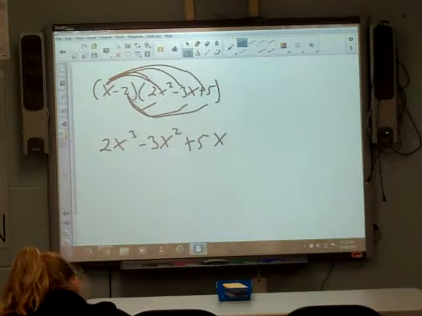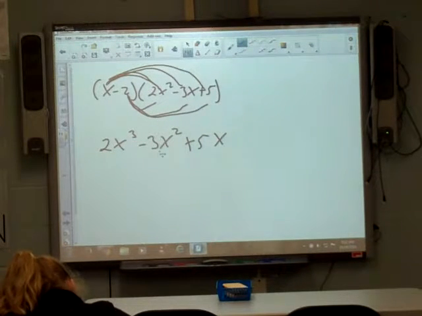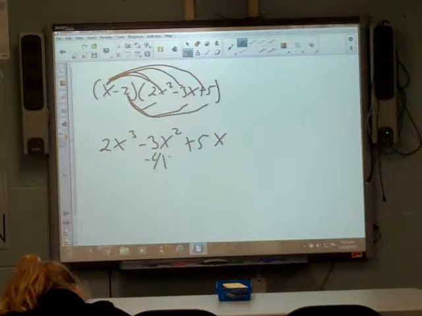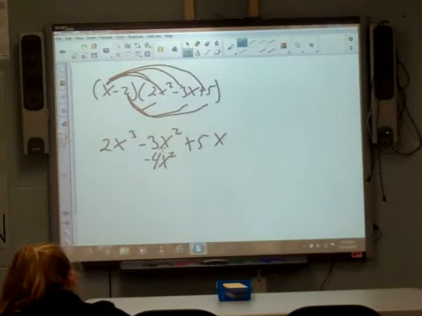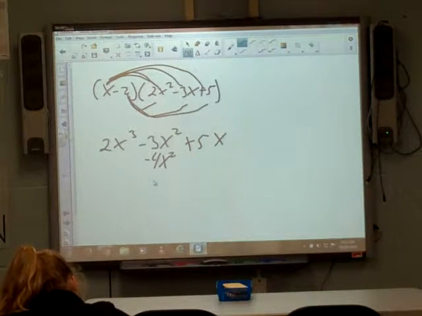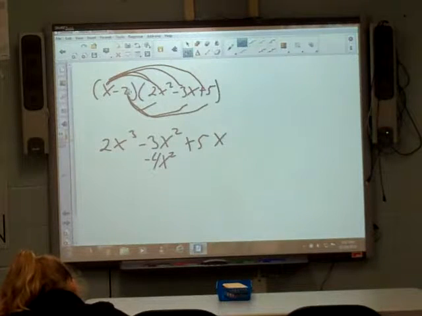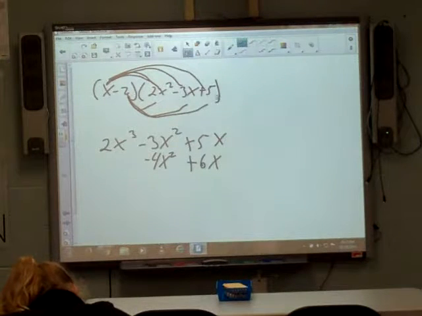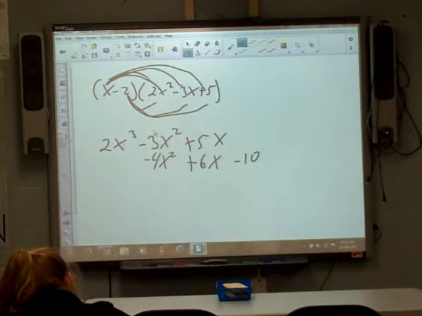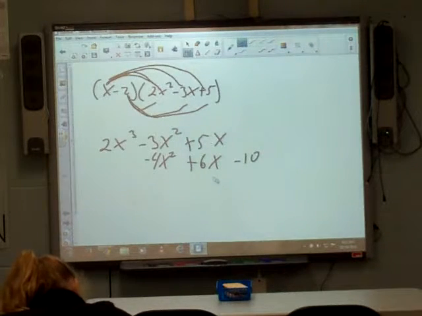What's negative 2 times 2x squared? Negative 4x squared, and since I've got an x squared there, I put it underneath that. So I've already got my like terms matched up. But you don't have to do that if you don't want to. Negative 2 times negative 3x plus 6x. And then negative 2 times 5? Negative 10.